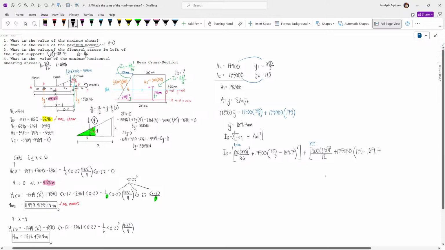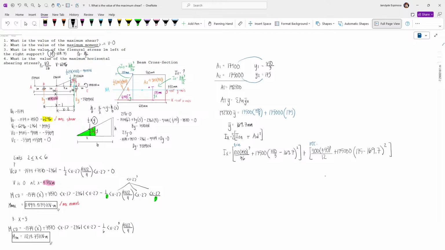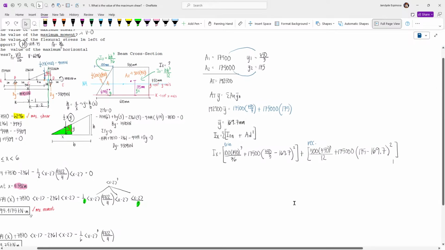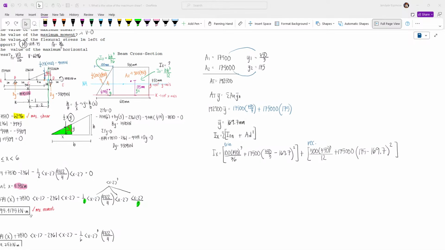169.7 and then squared. Now, dili mo matter if negative ang nasa sud dire. Kaya anyway, i-square man ani mo. Once i-square nimo ang negative number mo, positive ra gyapon na siya. So, makuha na nimo ang I right after. So, ato daw solve daw.